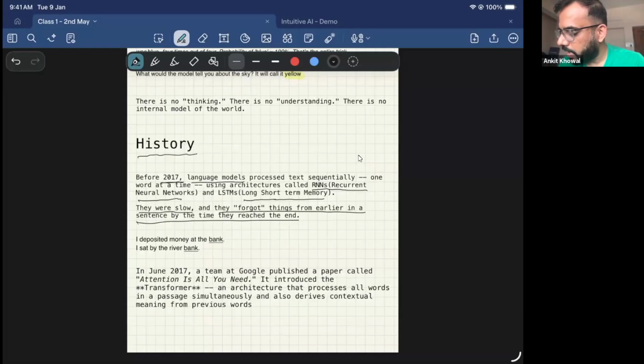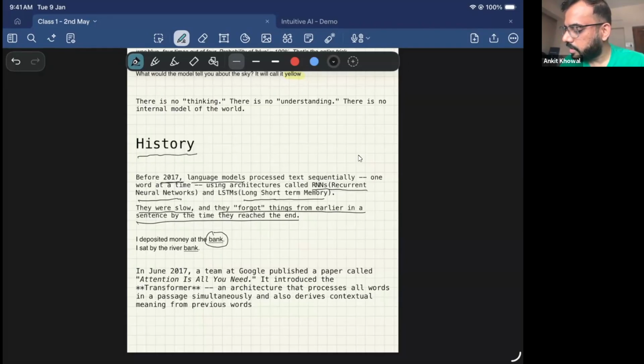So, for example, I deposited money at the bank. When they are processing this word bank, they will forget all the prior context, which was coming from the sentences before, like when they were processing this particular sentence. And if you forget the prior context, you will not be able to predict correctly. So that was one problem with models which existed before 2017, and they were called just language models.